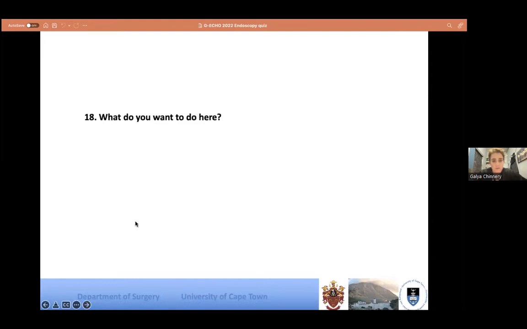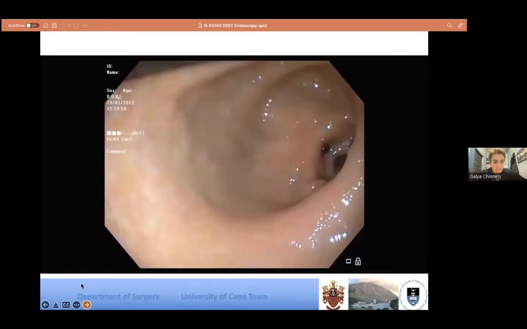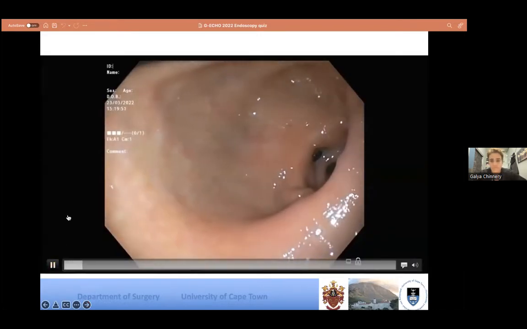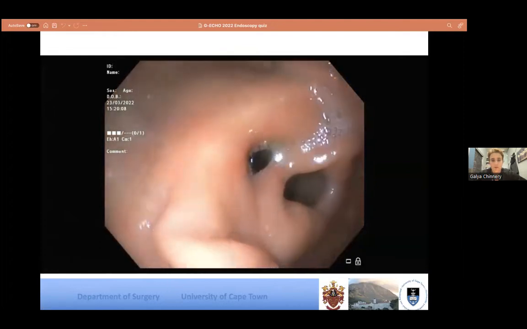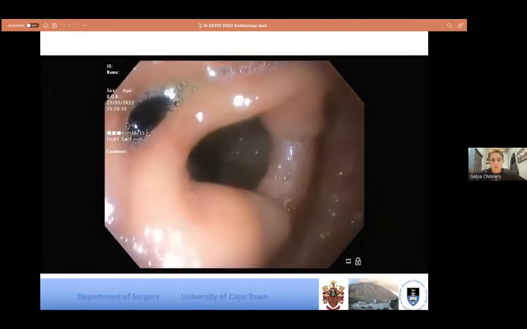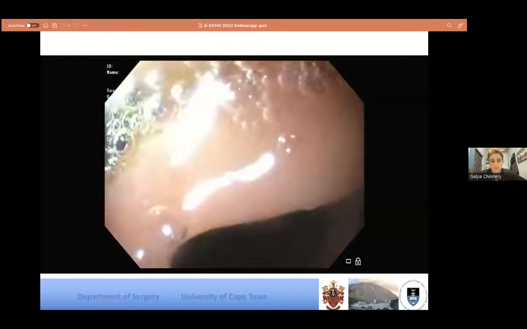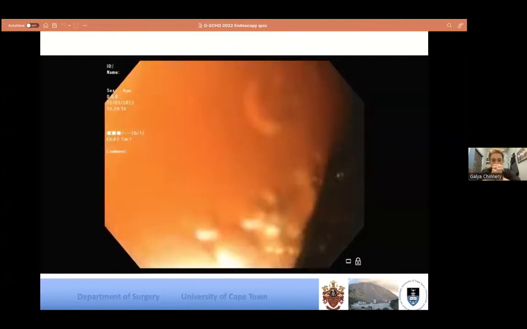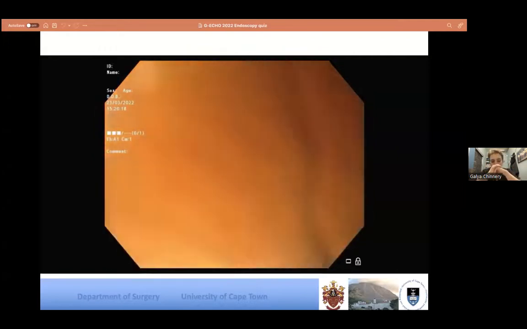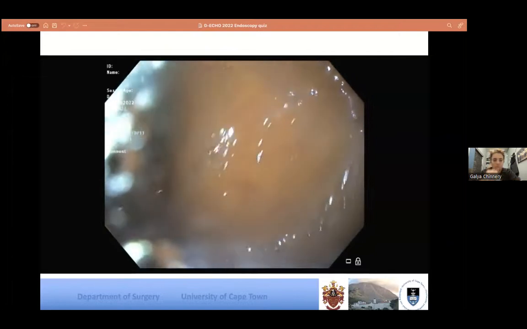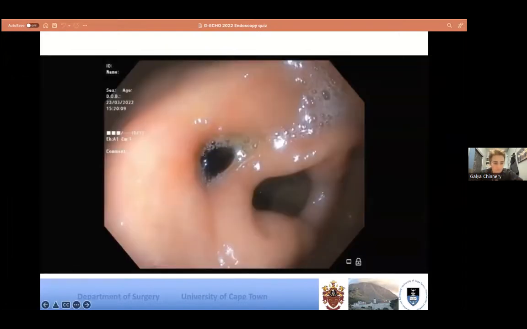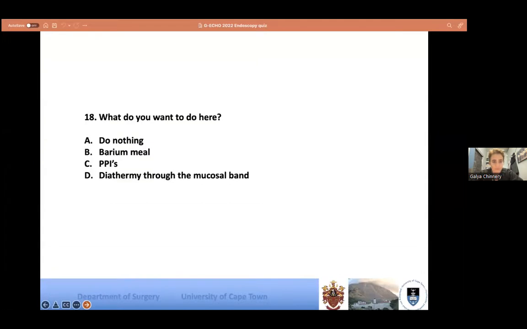Okay, what do you want to do here? Take a look. Sorry, you're in the stomach already and you're going towards the pylorus. This is the pylorus. This is just a routine scope that you're doing for dyspepsia. Okay, your options are to do nothing, to do a barium meal, to offer PPIs, or to diathermy through that mucosal band. What would you like to do?